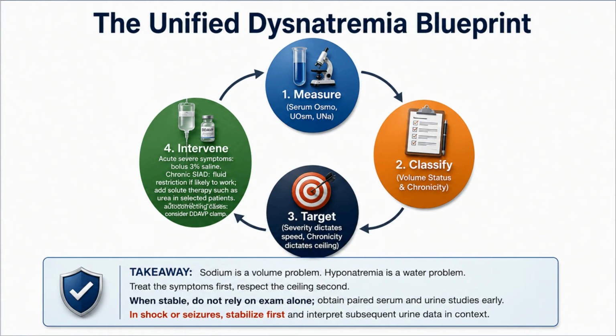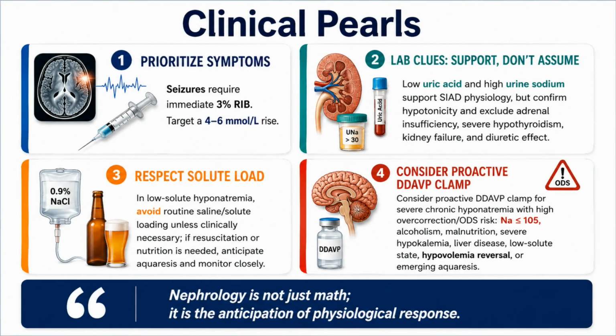Let's close with the clinical pearls. The first pearl is to prioritize symptoms. Seizures, coma, and impending herniation require immediate 3% saline. The initial goal is a 4 to 6 millimole per liter rise, not normalization. Second, use lab clues to support, not assume. Low uric acid and high urine sodium can support SIAD, but you still must confirm hypotonicity and exclude adrenal insufficiency, severe hypothyroidism, kidney failure, and diuretic effect.